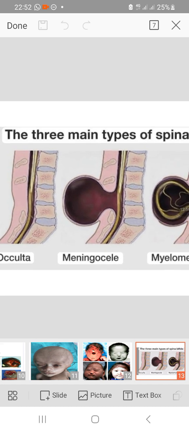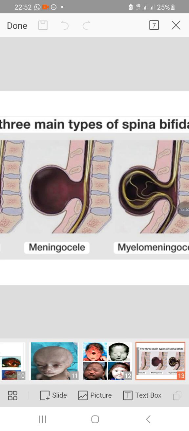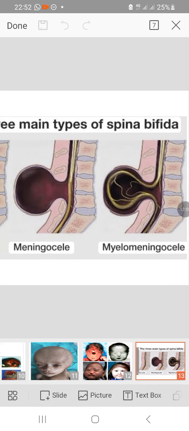We talk about the meningocele. In meningocele and myelomeningocele, there is protrusion. Myelomeningocele is protrusion of both the membrane of the spinal cord and the spinal cord. But in meningocele, there is protrusion of only the membrane that covers the spinal cord. Myelomeningocele is both the spinal cord and the membrane.